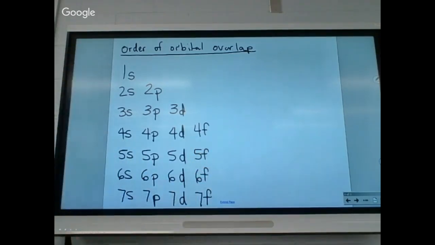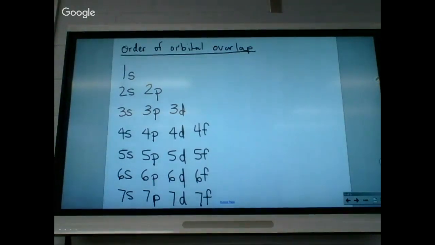All right. So 1 through 7, and I put S's. 2 through 7, and I put P's. 3 through 7, and I put D's. And 4 through 7, and I put F's. Everybody good with that? Oh, I get it, because S only has 1, and then the 2 has 2, and then 3 has 3. That's correct.